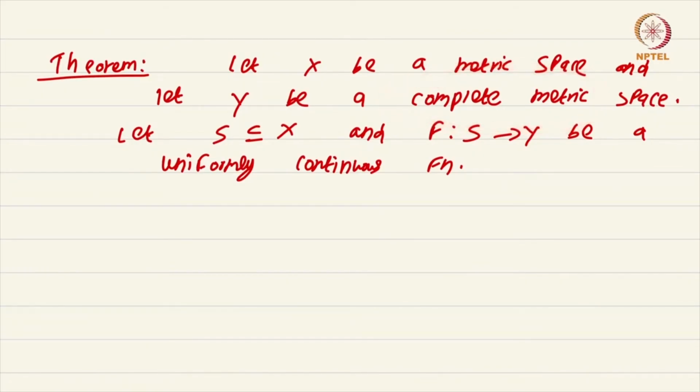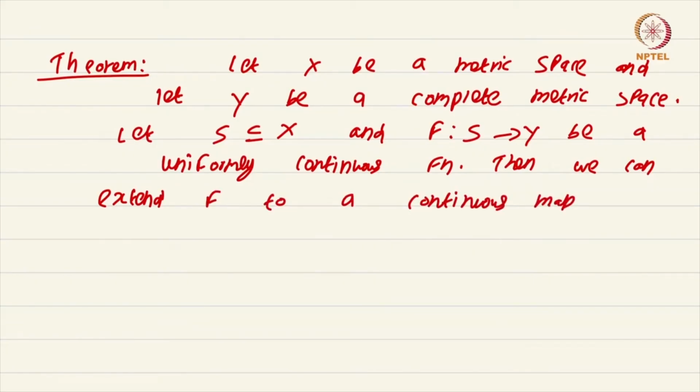Okay. Now here is what the result says. Then we can extend f to a continuous map from S closure to Y. In short, any uniformly continuous map from a metric space to a complete metric space in fact extends to the closure.